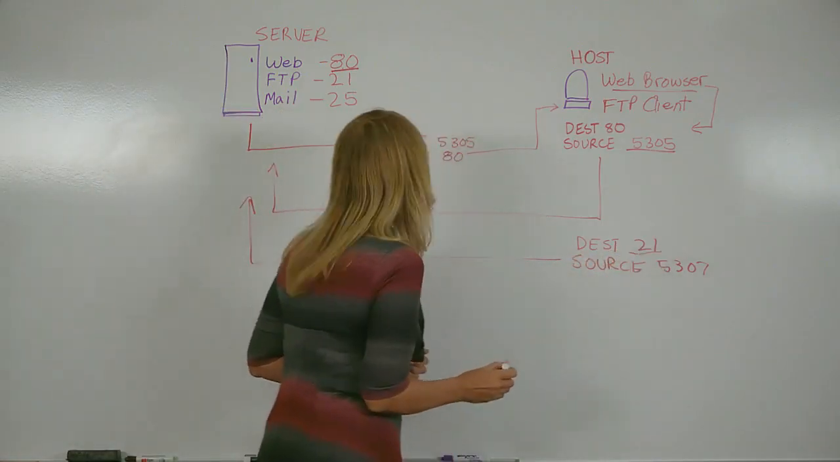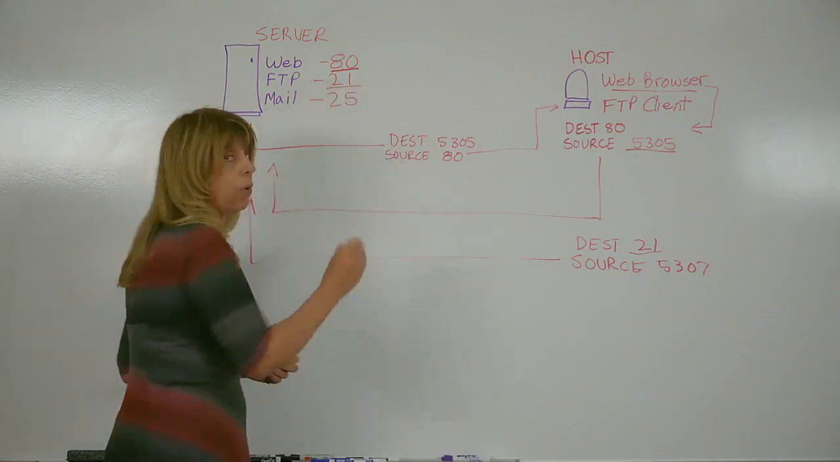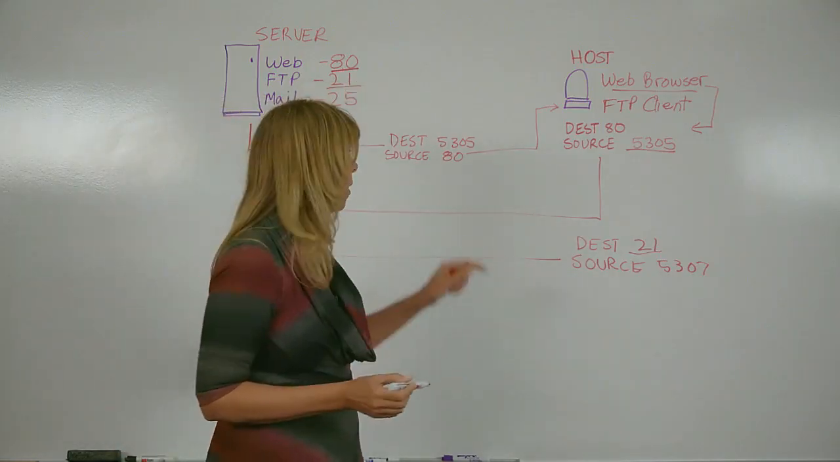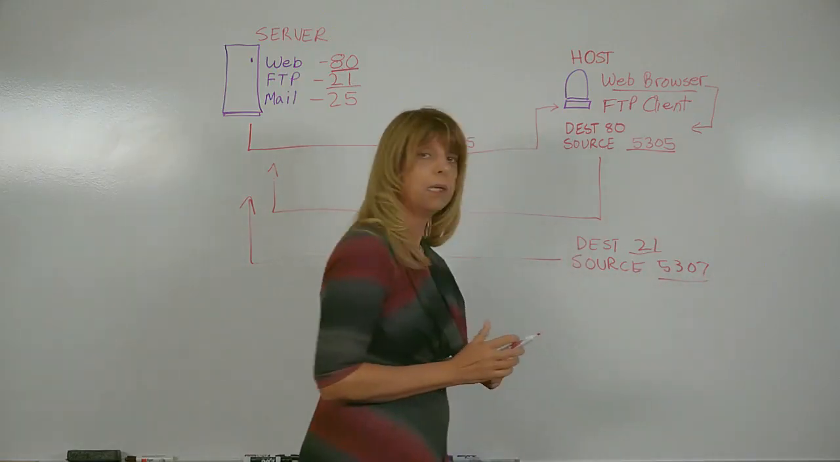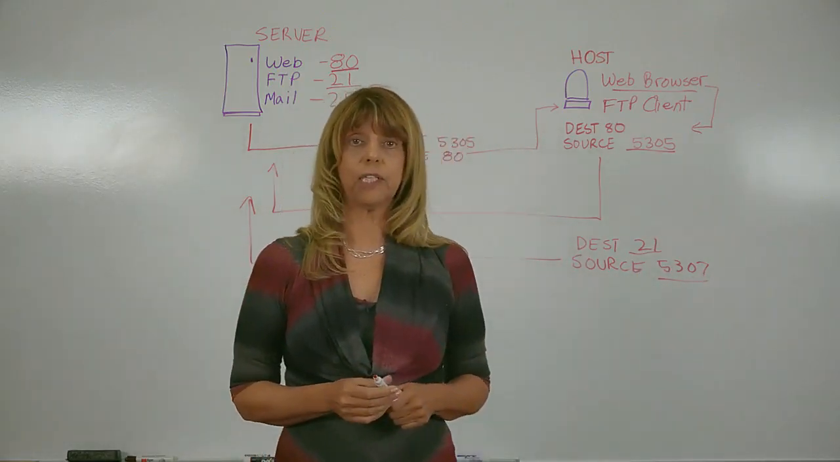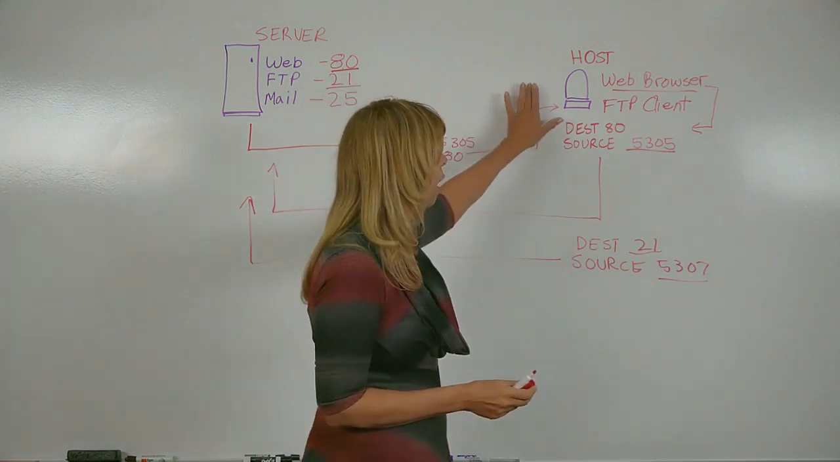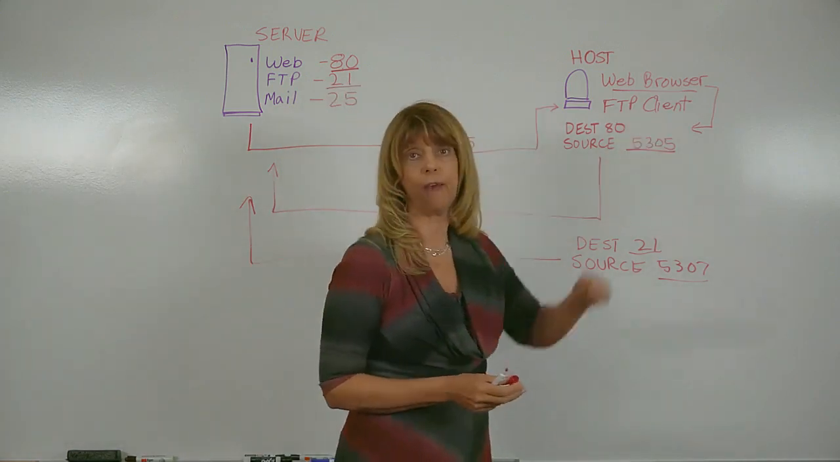So then the communications would come back here and it'd go through the same process. It would see that the destination port was 21. It would go in the queue for the FTP server, and when the response came back, it would be addressed to the destination port 5307 so that the host would know that that was the request from the FTP client.